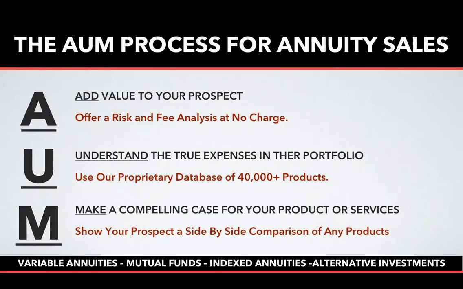We use this process, the process that I've used. It's a simple 2-question process, and I've called it our AUM process, to sell whatever you're looking to sell. If you're an RIA and you only sell fee-based products, great. If you sell annuities, great.